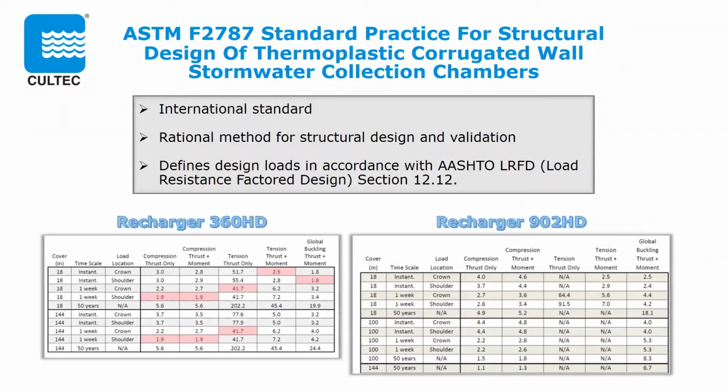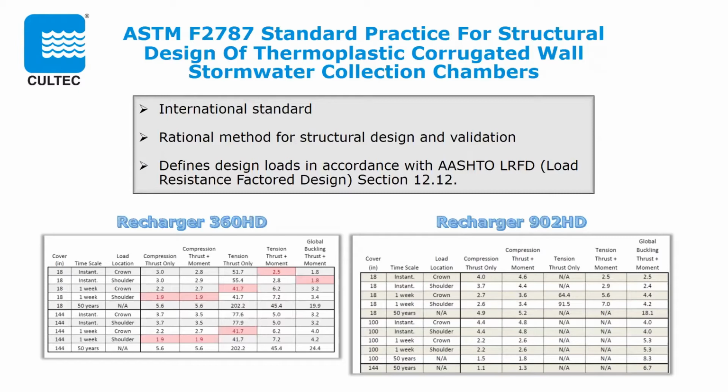Let's begin with ASTM F2787, the design standard for chambers such as CULTEC's, with plastic corrugated wall design. It provides a rational method for the design and validation of chambers, providing a means of analyzing a chamber using finite element analysis to predict the structural performance under various dead loads, live loads, and timescales. Short-term and long-term material properties of the actual plastic chamber wall are used in the analysis.